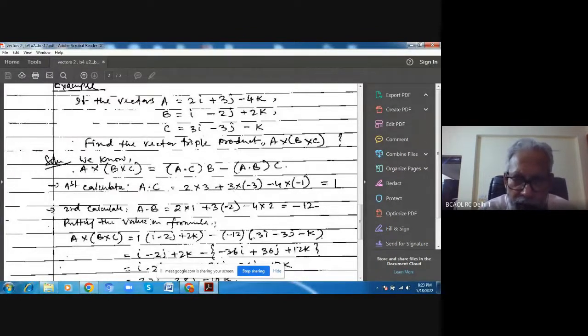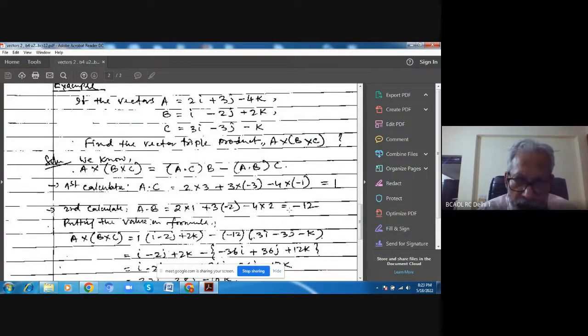Now similarly, you take the J part. 3 into minus 3, you can multiply it, and J squared is 1, so you need not write it. And then the third one is minus 4 into 1. So it is 1. Now A and B, A dot B. Same thing, we are considering A and B. You can multiply and you will get minus 12.